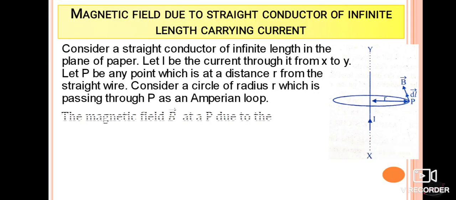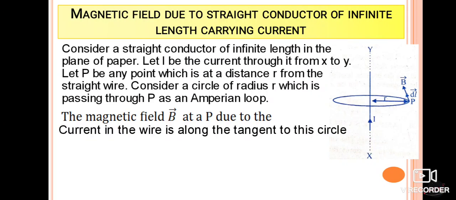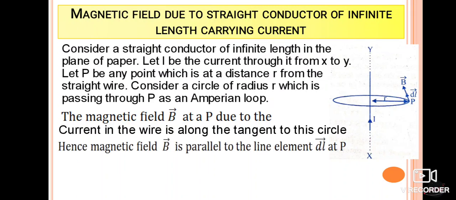Then the magnetic field B at the point P due to the current flowing in the wire is along the tangent to the circle. So the magnetic field B, which acts because of the current flowing through the straight infinitely long conductor, is nothing but a tangent to that circle. Therefore the magnetic field B is parallel to the current element, or the line element dl, at the point P.